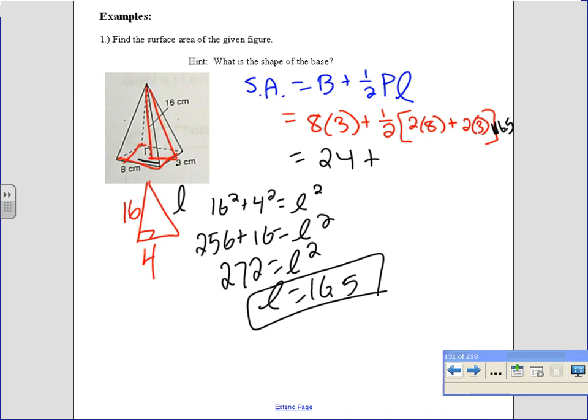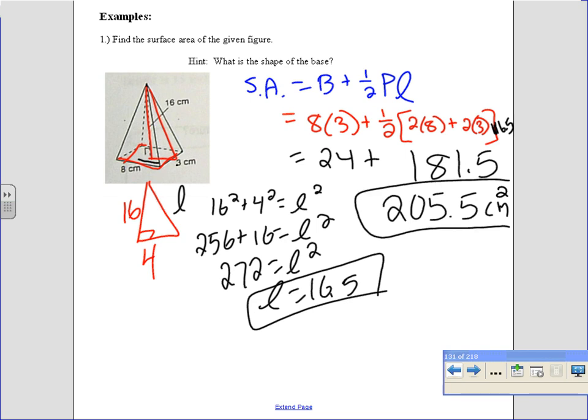All right, Shane, what'd you get on the right-hand side? You didn't get it yet, Abigail? Oh, sorry, Shane. Sorry, Abigail. Good. 181.5. Okay, then the entire thing, Abigail, what'd you get for the entire surface area? 205.5 centimeters squared. Questions on that one?